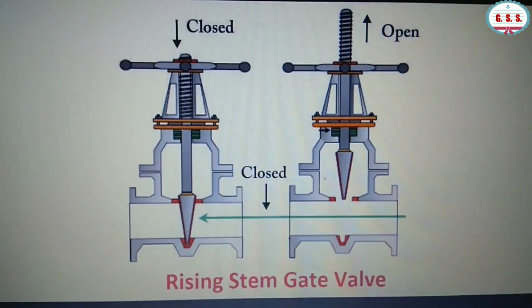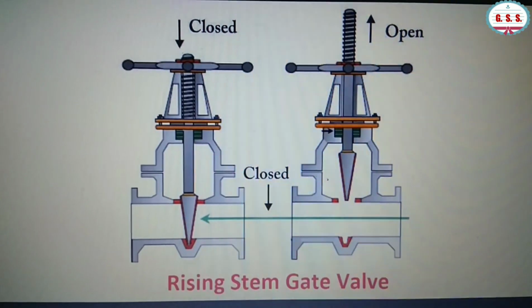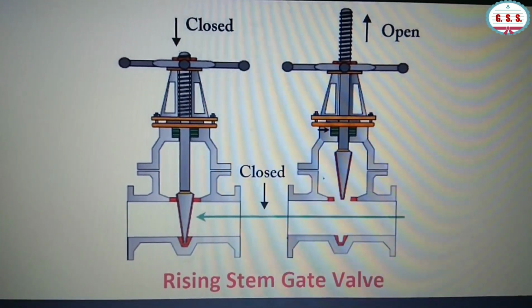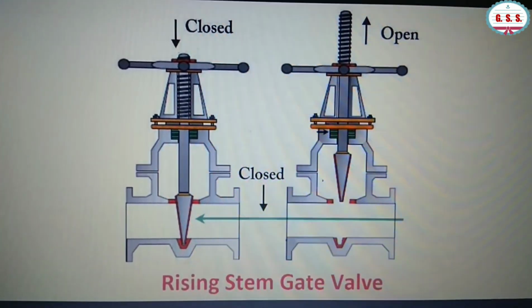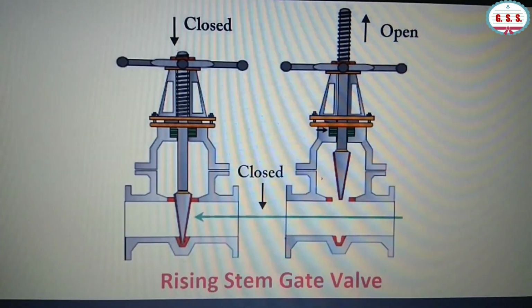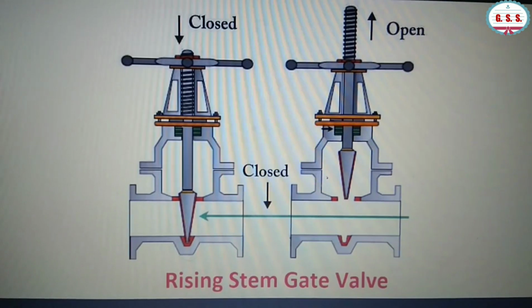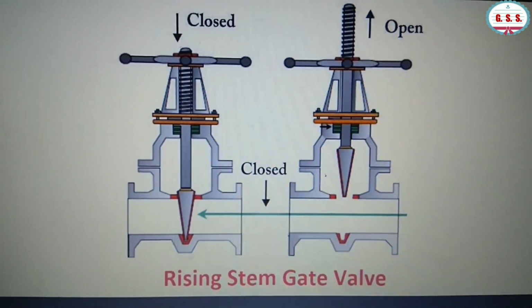This is an advantage of rising stem gate valve. Visually you can see whether the valve is in closed condition or in open condition. If the stem projection is minimum, then it is in closed condition. If the stem projection is maximum, then it is in open condition. So from outside you can clearly see whether the valve is open or closed.